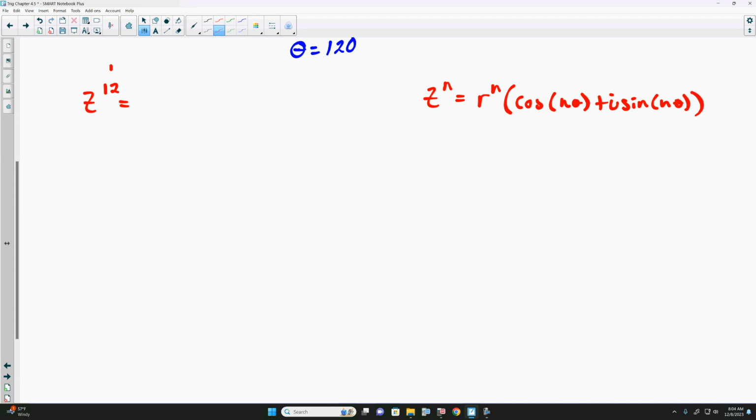Here n is 12. Our r is 2, so we have 2 to the 12th. Cosine of, well again, n is 12, and we're multiplying it by 120, plus i sine of 12 times 120. Questions on this here? Question on anything we've done so far?